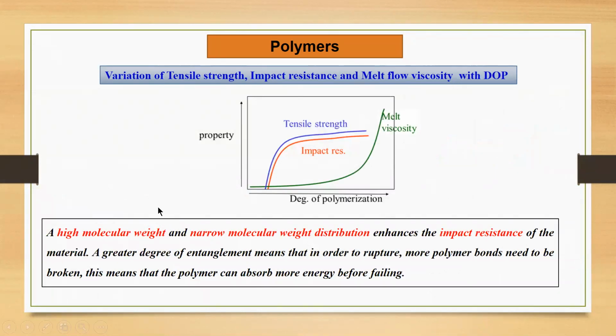A high molecular weight and narrow molecular weight distribution enhance the impact resistance of the material. A greater degree of entanglement means that in order to rupture, more polymer bonds need to be broken. More polymer bonds needing to be broken means that the polymer can absorb more energy before failing. So the impact resistance increases. The more energy it absorbs, the more the impact resistance.